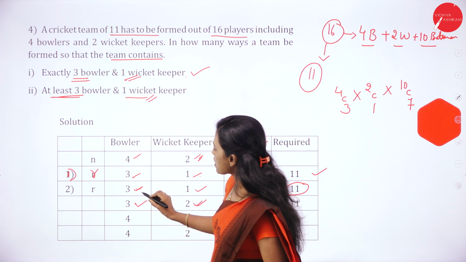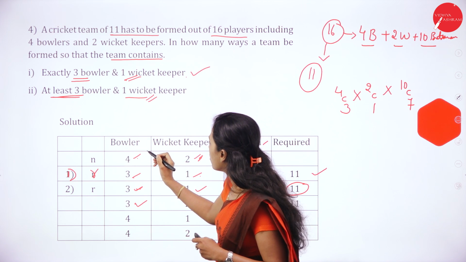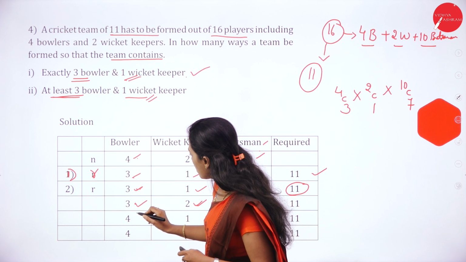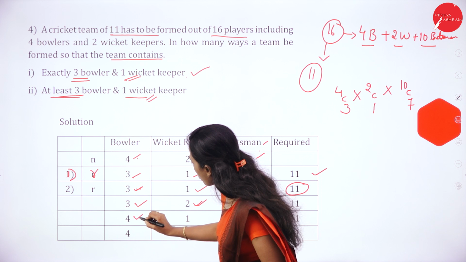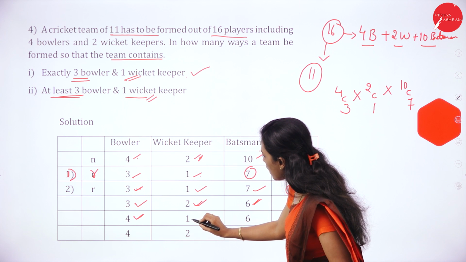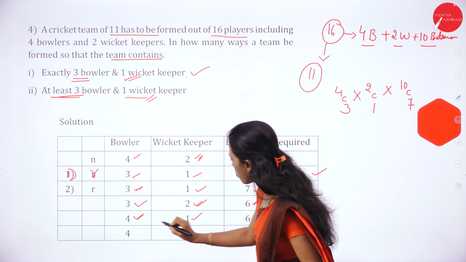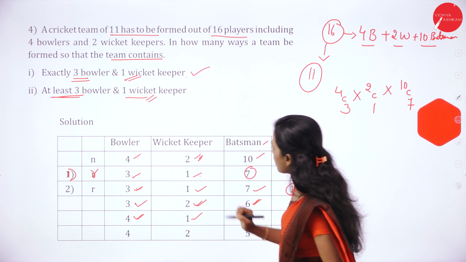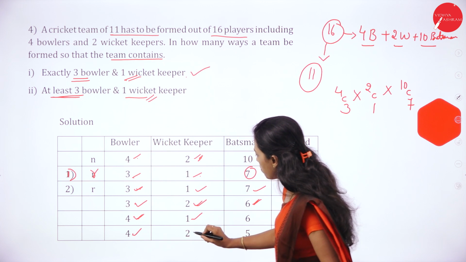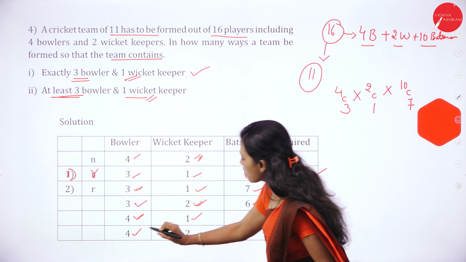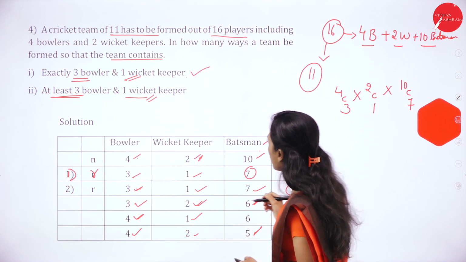Then for bowlers, we have a maximum of 4. So with 4 bowlers, the wicket keeper will be minimum 1. So batsmen will be 11 minus 4 minus 1, which is 6. Then with maximum 4 bowlers and 2 wicket keepers, 11 minus 4 minus 2 is 5 batsmen. Now we will write the equation.